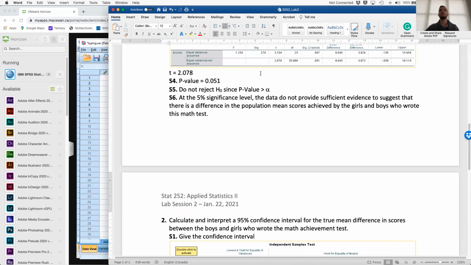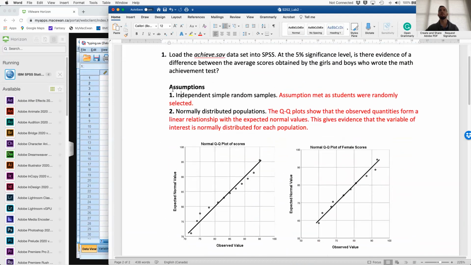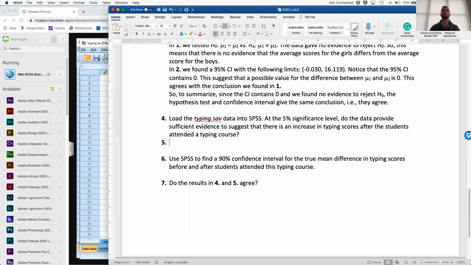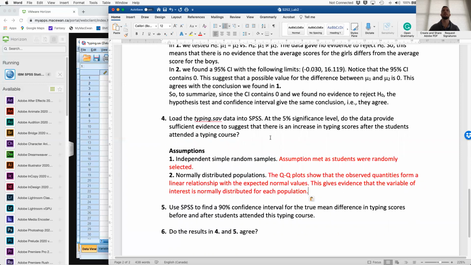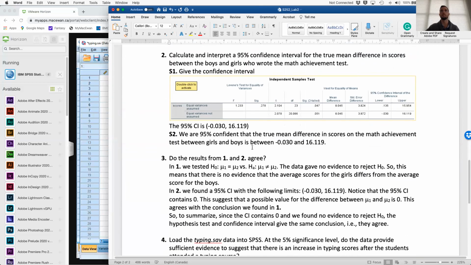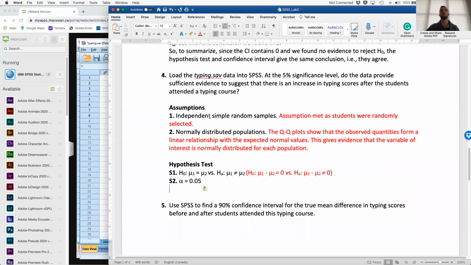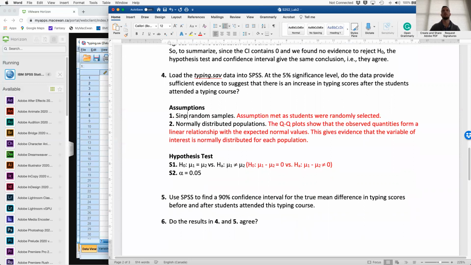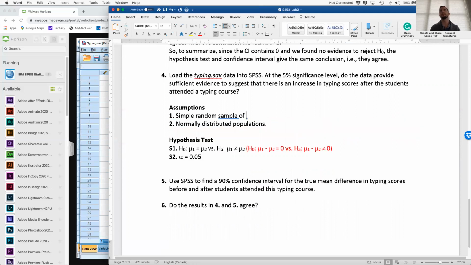Okay, so to set this up, we're going to have a very similar setup to what we had before. So I'm just going to pull some of the information from above. So we'll start off with our assumptions here, and then we'll have our hypothesis test. So when we are working with a paired t-test, we operate on a variable that is called the differences. So we usually write our assumptions as simple random sample of differences, normally distributed population of differences.